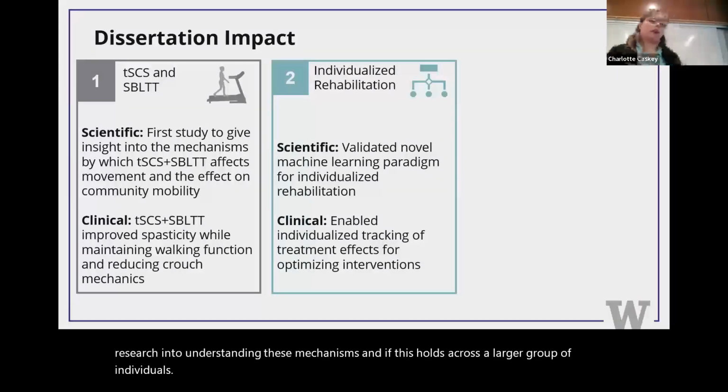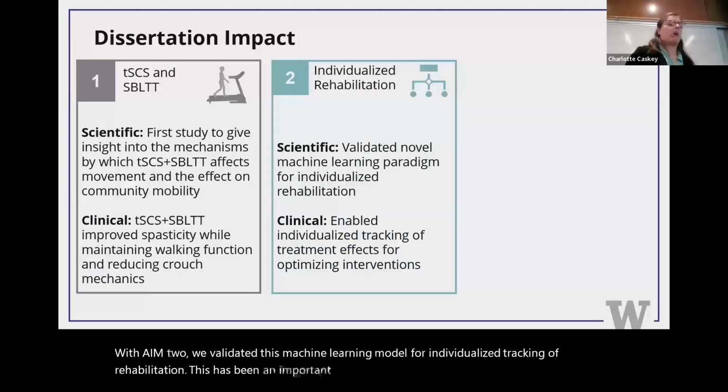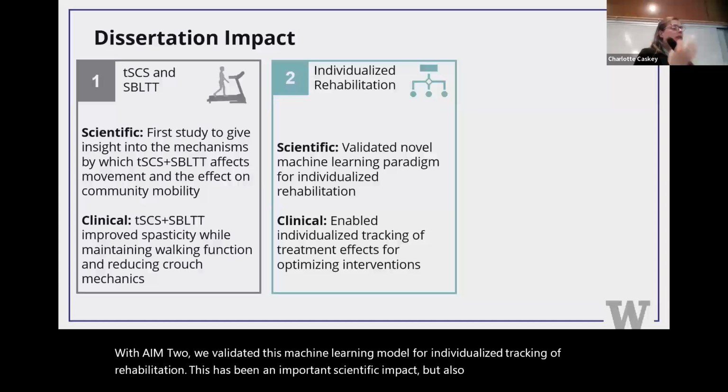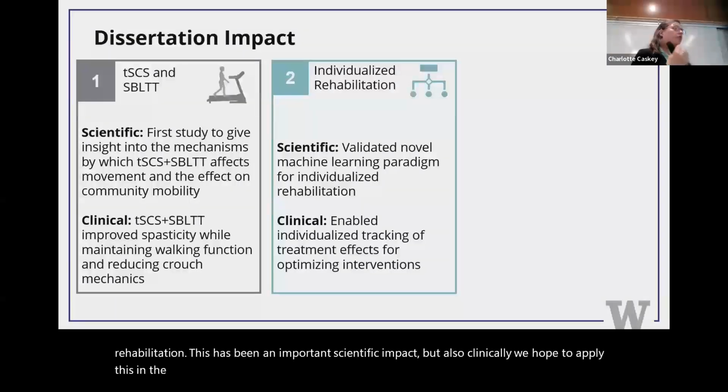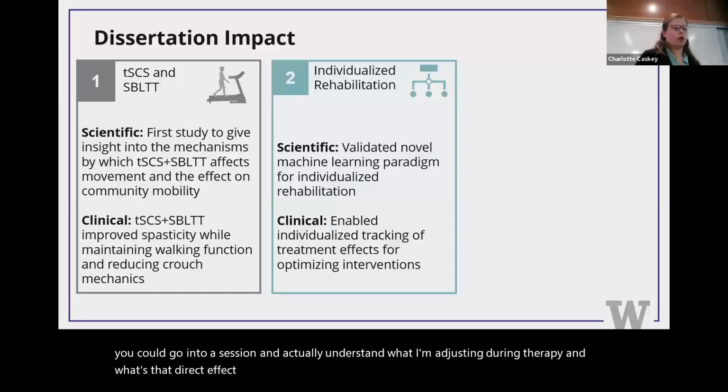With Aim 2, we validated this machine learning model for individualized tracking of rehabilitation. This has been an important scientific impact, but also clinically, we hope to apply this in the future for tracking progression during rehab and understanding drivers of change. So you could go into a session and actually understand what I'm adjusting during therapy and what that direct effect is on our targeted rehab goals.